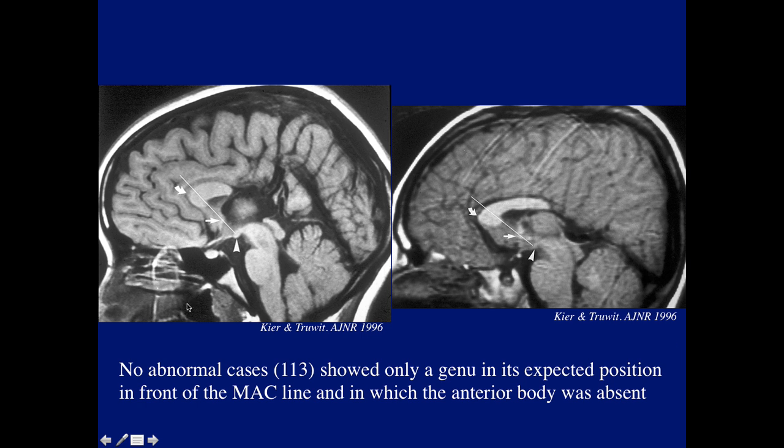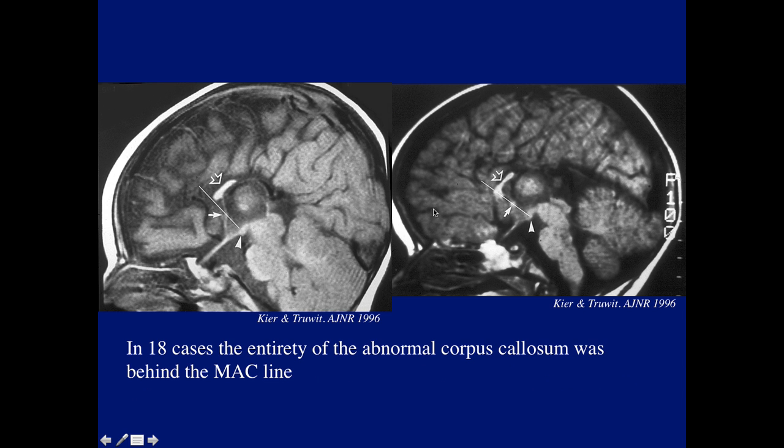And no abnormal cases did I find where the genu was in place in front of the line and where the anterior body was absent. So the anterior body really formed first and the genu followed. And here's abnormalities. Notice rudimentary corpus callosum behind the Mack line.